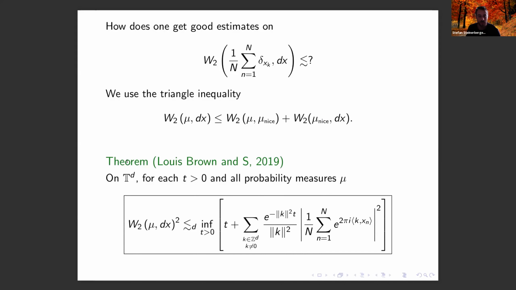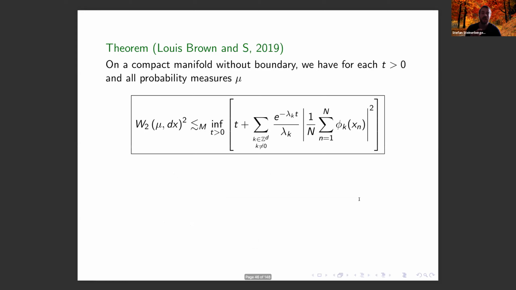We did this on the torus, and we got this very nice, really an Erdős-Turán estimate for Wasserstein distances. It should be quite useful for a lot of sequences, but it's intimately adapted to the torus. So the question is, can you do the trick on manifolds? And the answer is yes.